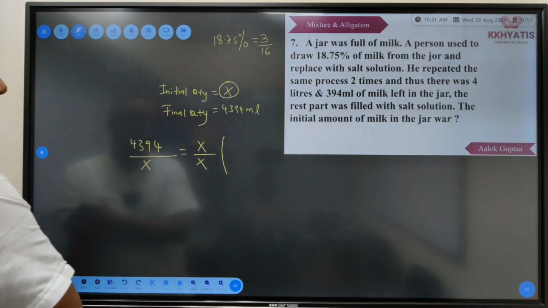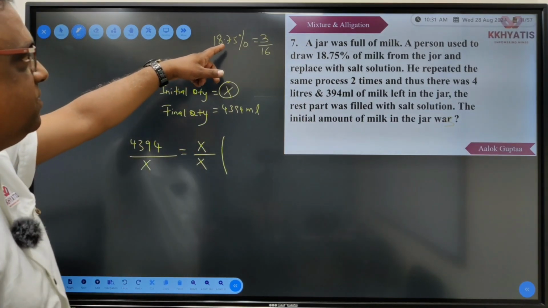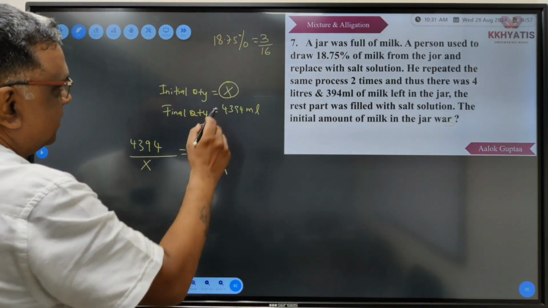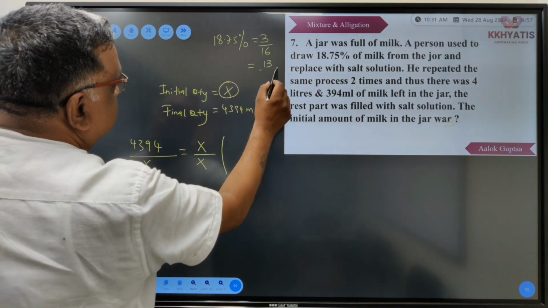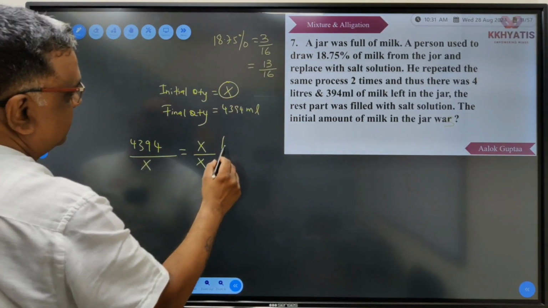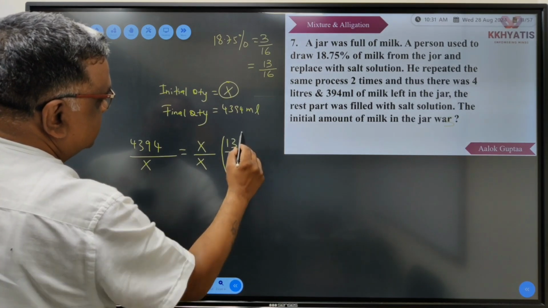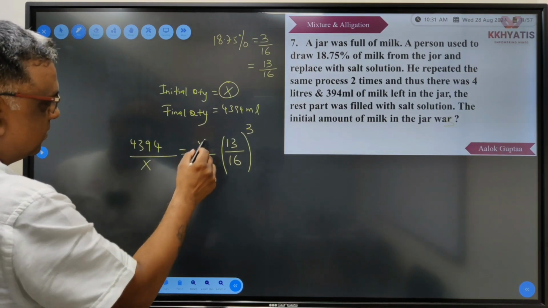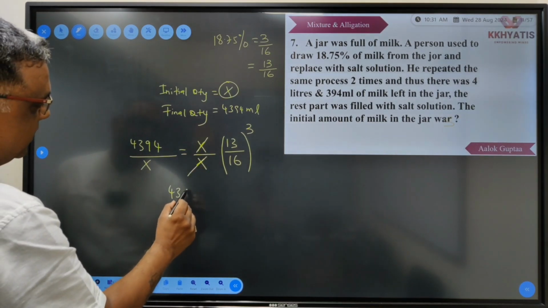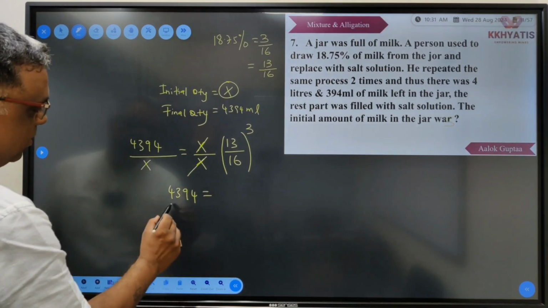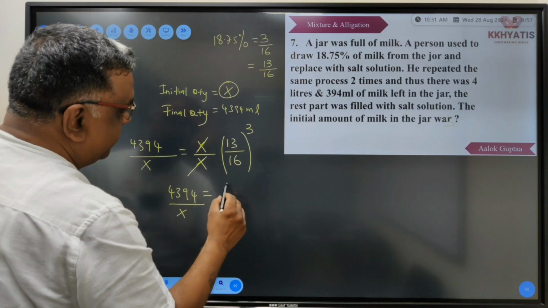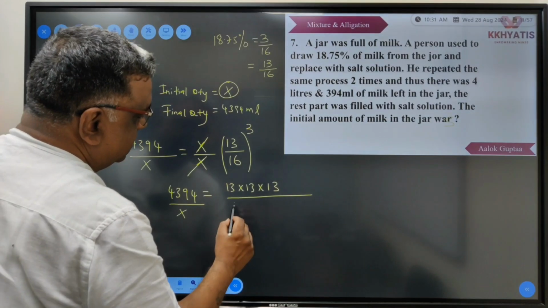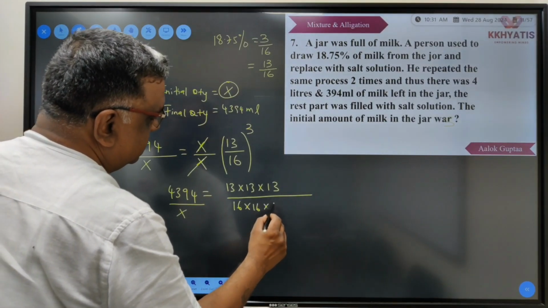3/16. So you have to practice this again. I have shown extensively how to convert percentages into fractions. So the left would be 13/16. So how much is left? 13/16. And this process is repeated 3 times. So if we do this, this will cancel out. So 4394 upon X would be equal to 13 into 13 into 13 upon 16 into 16 into 16.